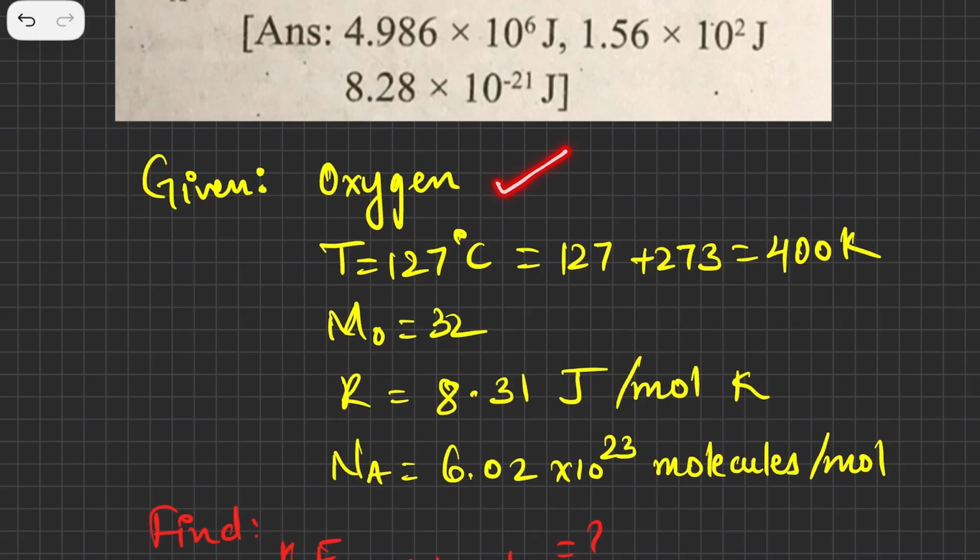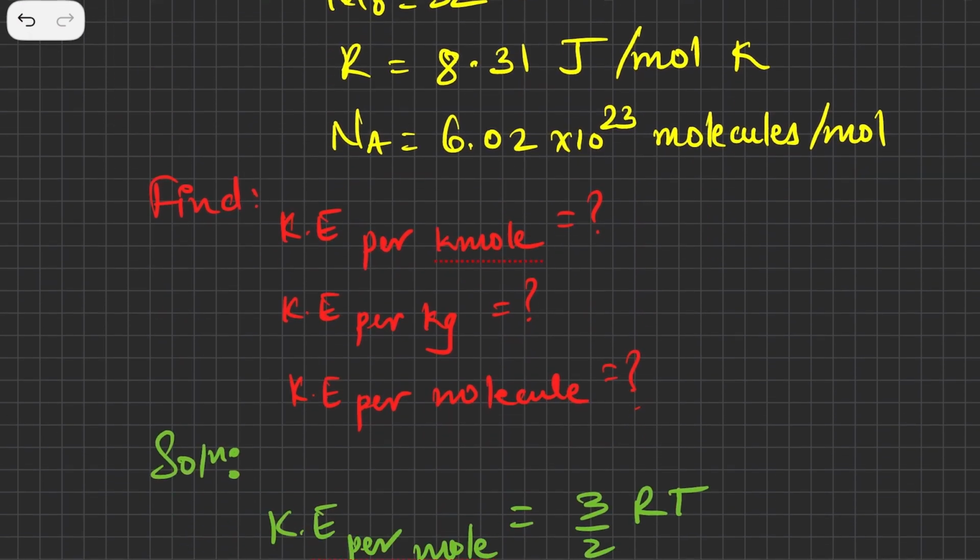The gas is oxygen, temperature is 127, add 127 to 273, you get 400 Kelvin. Molar mass is 32, which is given. Universal gas constant is 8.314, but they have given 8.31, so we are using this value. Avogadro's number is again 6.022, but they have given 6.02, so we'll be using this value. And we are supposed to find out kinetic energy per kilomole, kinetic energy per kg and kinetic energy per molecule.